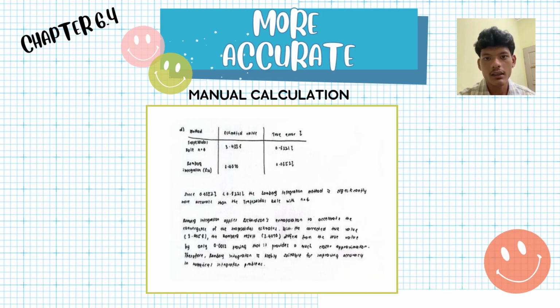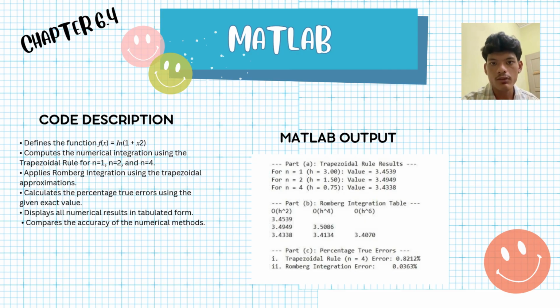The method with the smaller error is considered more accurate as its result is closer to the true value of the integral. Based on this comparison, Romberg integration is expected to be more accurate because it improves the trapezoidal approximation through extrapolation. In this section, MATLAB was used to verify the numerical integration result from the manual calculation and ensure accuracy.